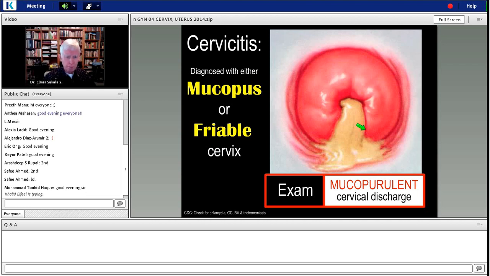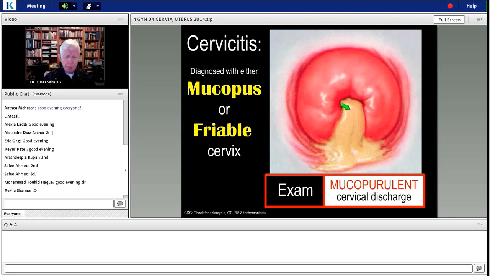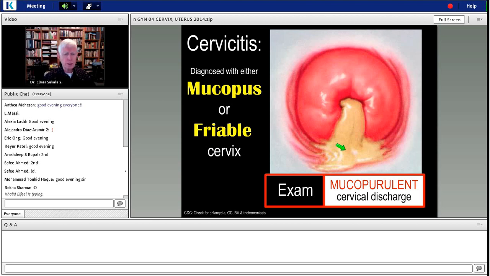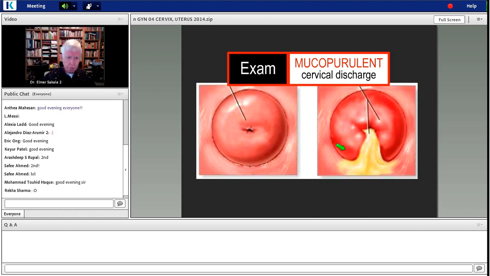This is mucopurulent discharge or mucopus. When you see this coming out of the cervix, this looks like a waterfall which is frozen. It's not pure clear water. This is pure pus. And that is indicative of cervicitis.